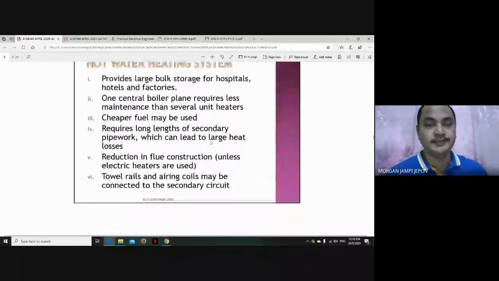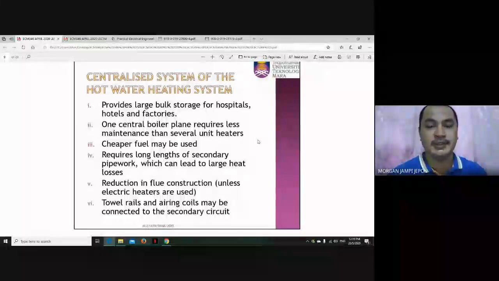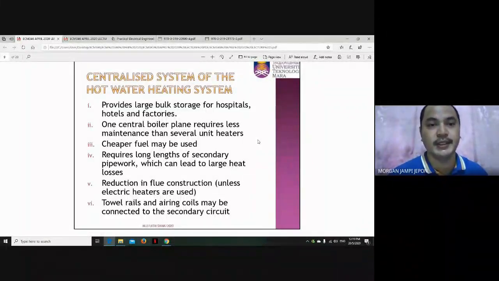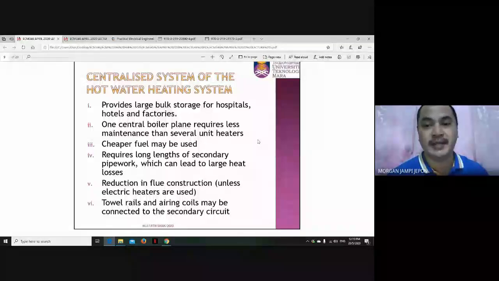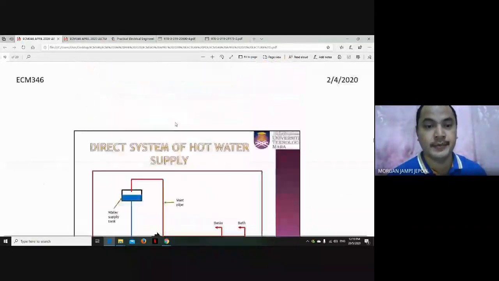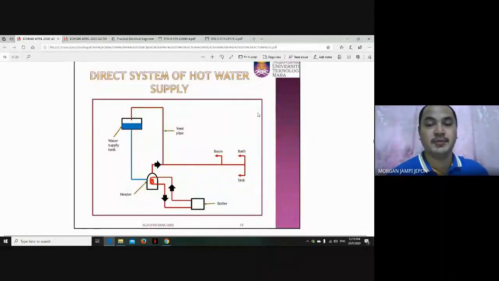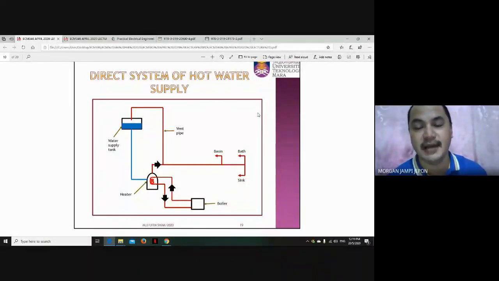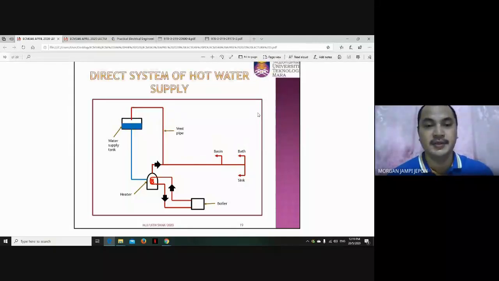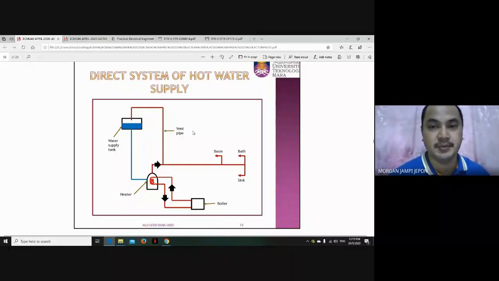All right, move on. Centralized system of the hot water heating system. So hot water could be using a centralized system. This type of water supply is normally used for a multi-story building, right? So this is called the direct system of hot water supply. So hot water supply could be direct or indirect too, similar to the cold water supply, but the piping is definitely different, all right? I mean, the pipe for cold water is different from the hot water supply, right? So this example is the direct system of hot water supply.